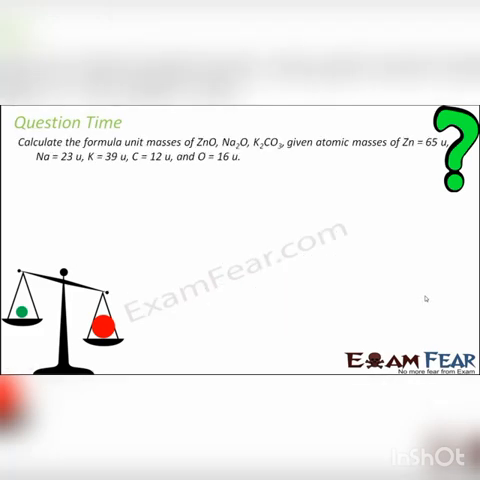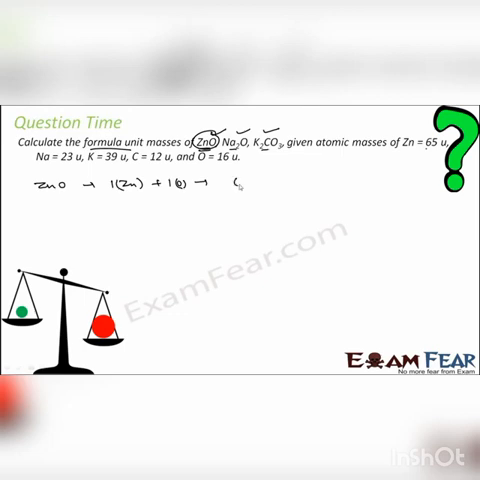Let's take one more numerical. We have to find the formula unit mass for ZnO, Na2O, K2CO3. See, formula unit mass is used because these are all ionic compounds. It's also given the atomic mass of zinc, sodium, potassium, carbon and oxygen. Pretty easy then, right? So let's find ZnO first. It has one zinc, one oxygen.